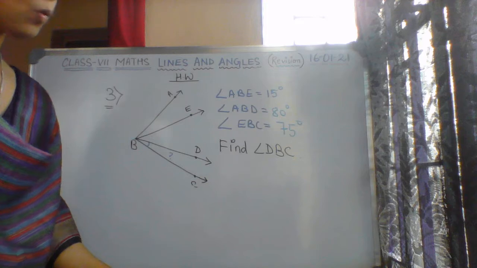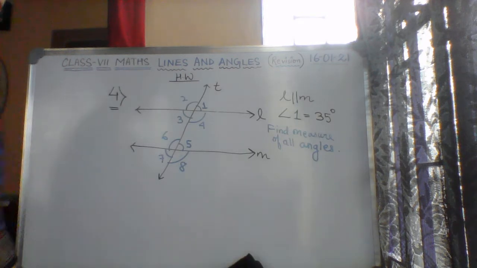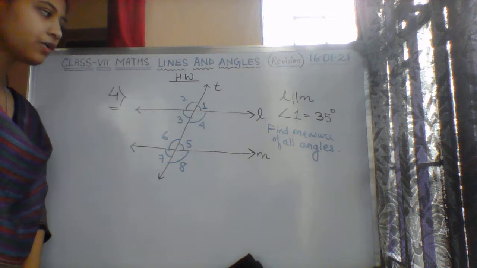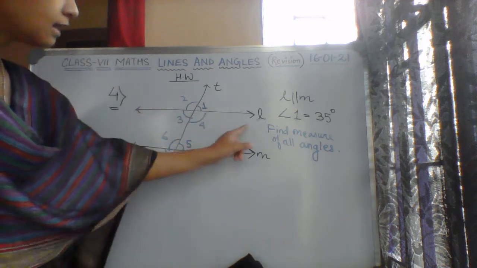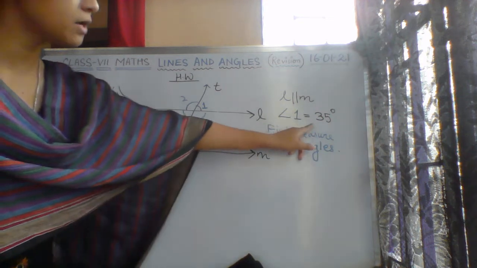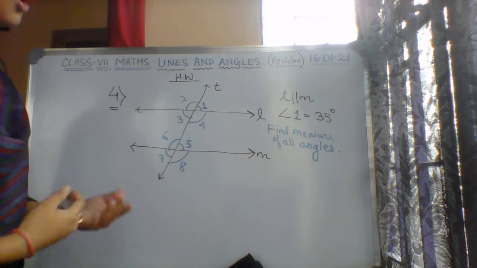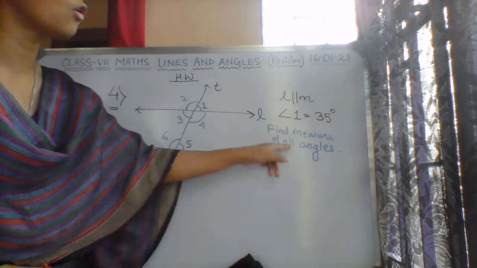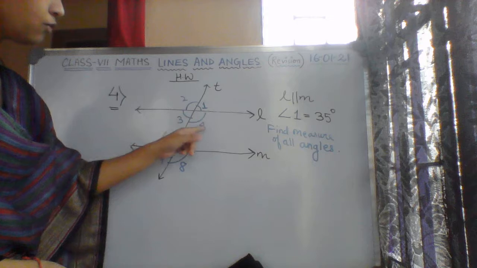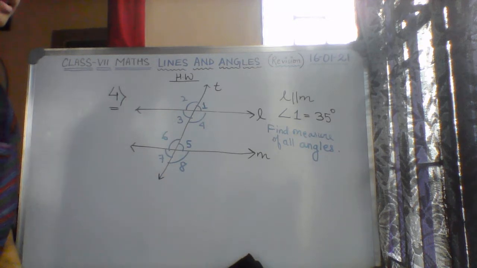Now one more question for you. This type of question you have already done. Here it is given L parallel to M and T is a transversal. Angle 1 measurement is given 35 degree. You are going to find out the measure of all other angles, so 2, 3, 4, 5, 6, 7, 8. All the angles you have to find out their measurement.